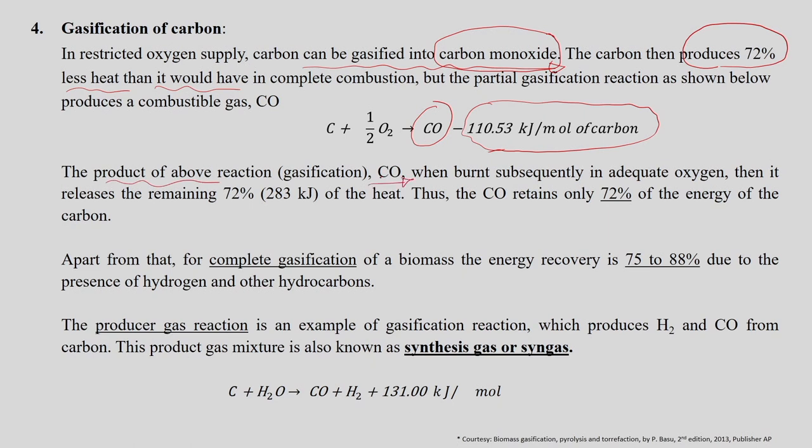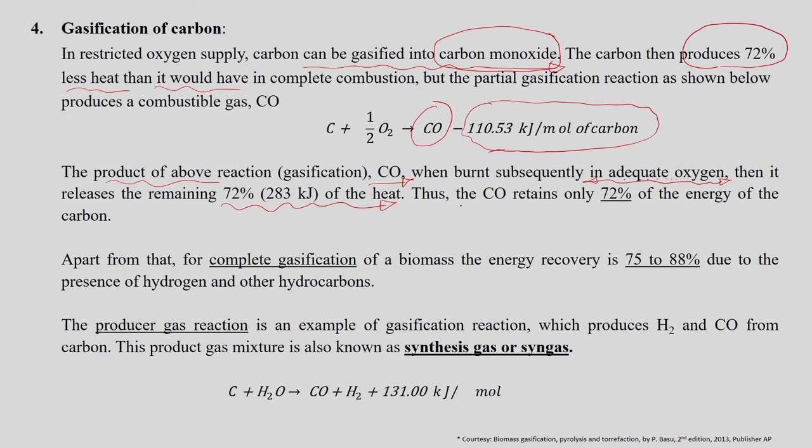And the produced gas, as this is a combustible gas, the product of the above reaction, that is carbon monoxide, when it burns subsequently in an adequate oxygen supply, then it releases the remaining 72% of the heat which is trapped in the molecule, that is around 283 kilojoules of heat released during the combustion of the CO.